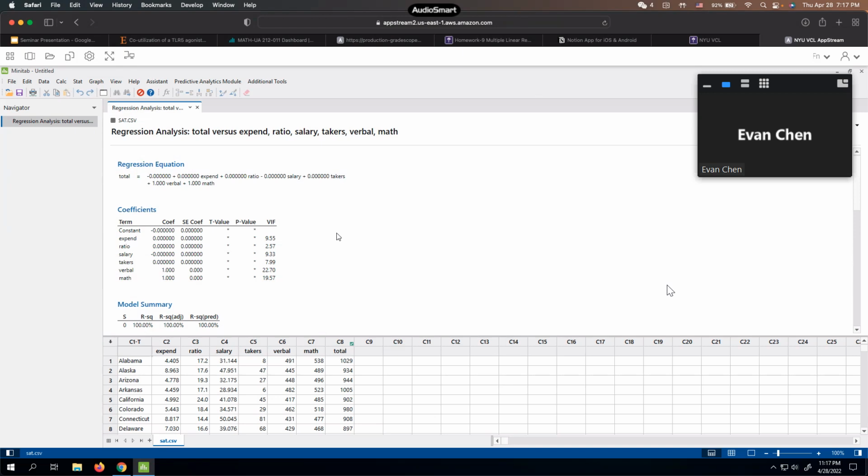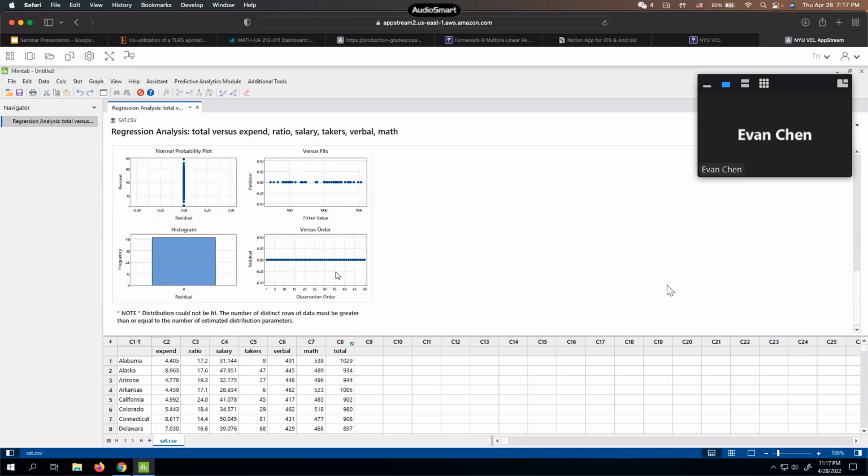Because you want to do some research on the relationship between people's expand and people's SAT score. So you do a single regression on expand and the total SAT score. Maybe you want to do a more comprehensive analysis on people's expand and salary, as well as their SAT score. Then you do a multiple regression, the predictors being expand and salary, and the response being the SAT score.